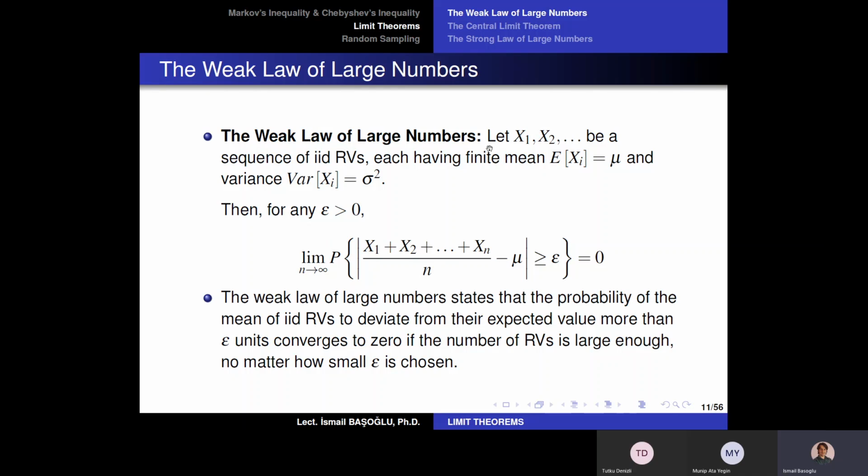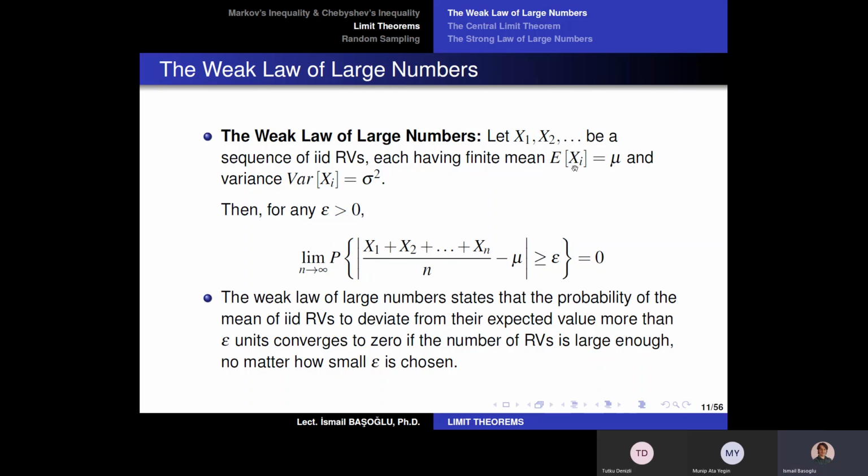The weak law of large numbers says that X1, X2, X3, so we have a sequence of independent and identically distributed random variables, each having a finite mean, expected value of Xi is equal to mu, and their variances are equal to sigma square. These random variables are different from each other, but they are identical and independent. They are independent from each other; they do not have any correlation between them. And they are identical, which means their distributions are the same. They are coming from the same distribution, but we do not know that distribution.